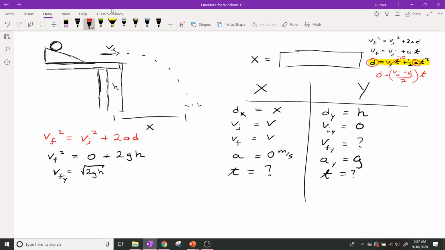So the only thing that matters here is I'm going to get a relationship between g, h, and time, which is going to be really nice. That's going to be useful to us. So I'm going to try to solve using the third equation.